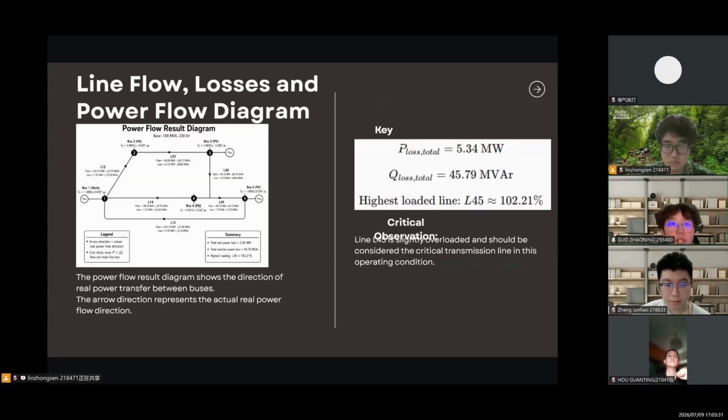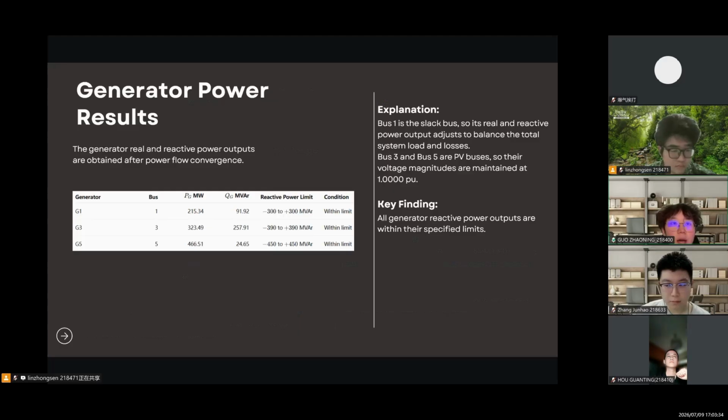So this slide shows the final generator power output. Generator G1 at bus 1 produced 215.34 megawatts and 91.92 megavars. Since bus 1 is the slack bus, its output adjusts to balance the system load and losses. The important point is that all the generator reactive power outputs are within their limits. Therefore, the generator operation is acceptable, and the PV buses can maintain their voltage magnitudes. Next.